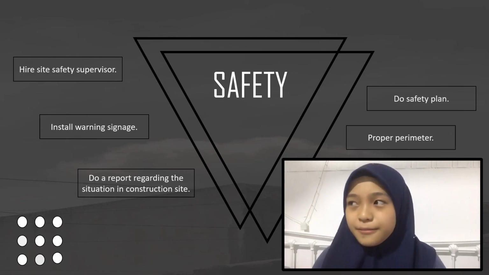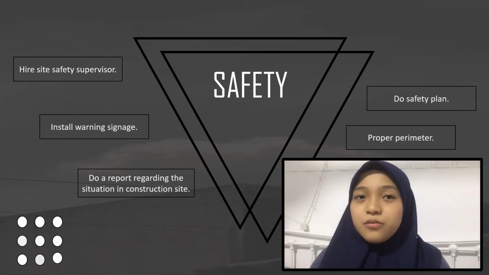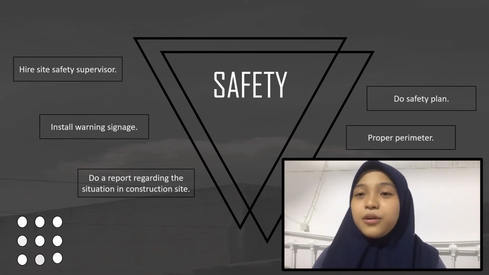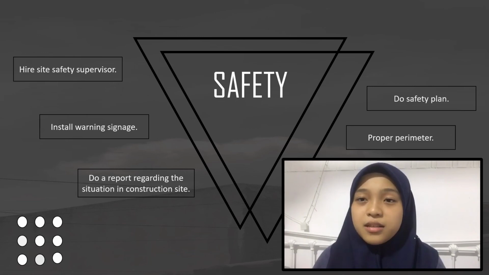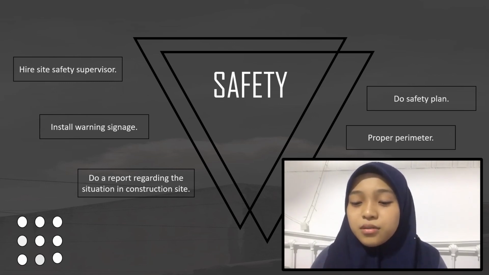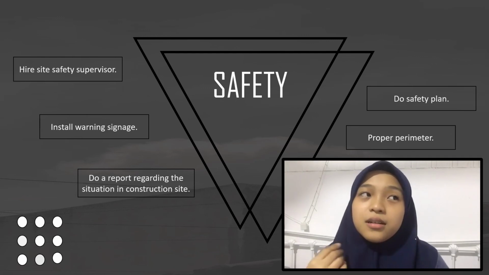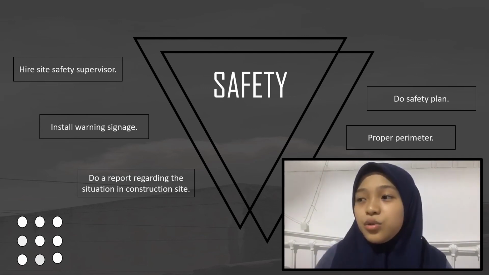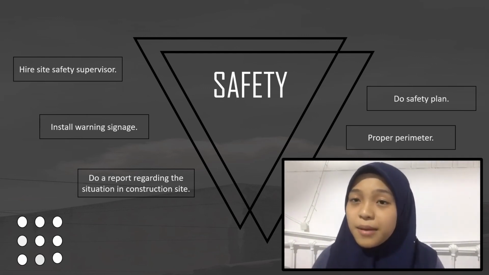Okay, safety. Next, we must do a daily report regarding the situation at the construction site. The persons involved in the construction site, if we notice any sign of hazard, we must report it to the site supervisor or the officer in charge, so that proper action can be taken to avoid the unwanted event from happening.